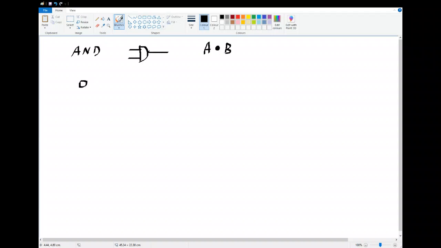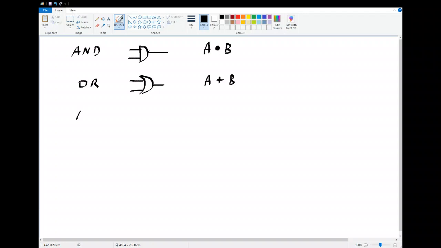We also looked at an OR gate, way back at the start. It's got a curve back on it. And the symbol for that, when we're writing it as a Boolean expression, is a plus: A or B.